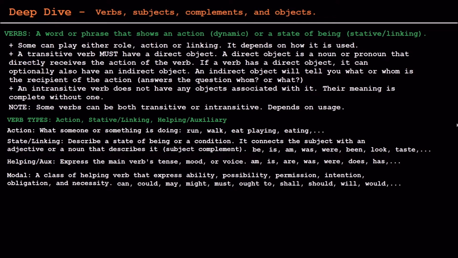Because that's what it's acting as. But in reality, it's really acting as a predicate nominative, which is complementing the subject. It's adding more information to the subject. The way you can tell if a verb is being used as a linking verb or not is to replace it with an equal sign.